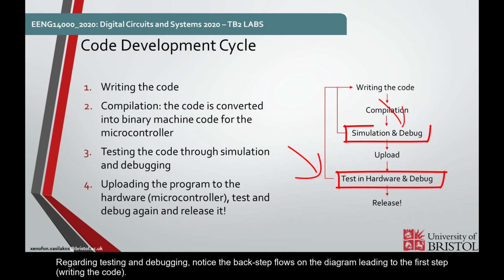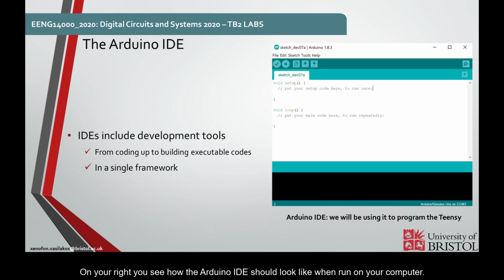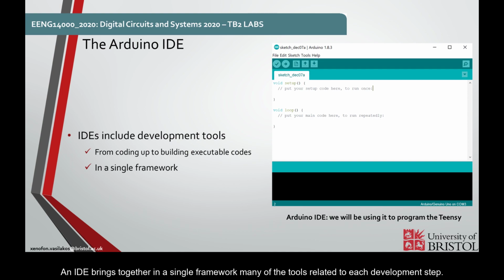Regarding testing and debugging, notice the backstep flows on the diagram, leading to the first step, which is writing the code. On your right, you see how the Arduino IDE should look like when run on your computer. As shown in the previous slide, programming includes several steps, from coding up to building executable codes. An IDE brings together in a single framework many of the tools related to each development step.